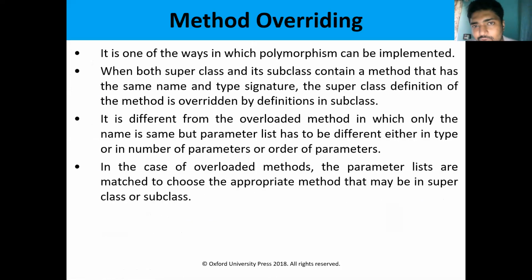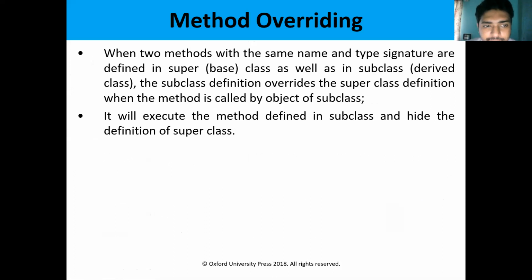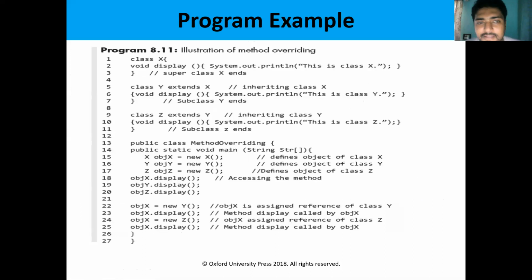Next, we have seen method overriding. In the previous unit, we saw method overloading. Overloading means the method name is same, but the signature is different. Method overriding means everything is same. That means method name is same, return type is same, and parameter list is also same. Then it is known as method overriding. We have seen many examples.